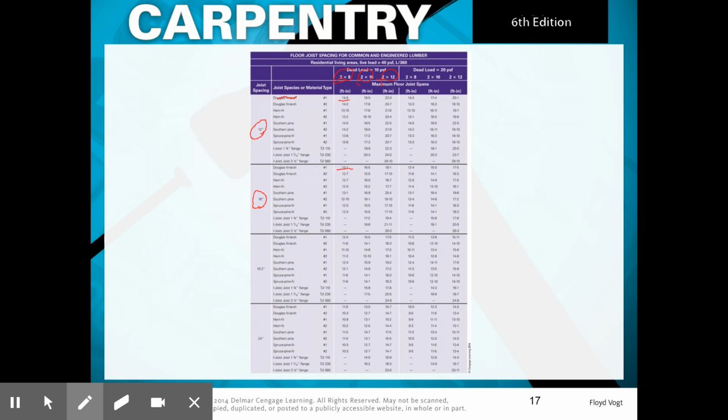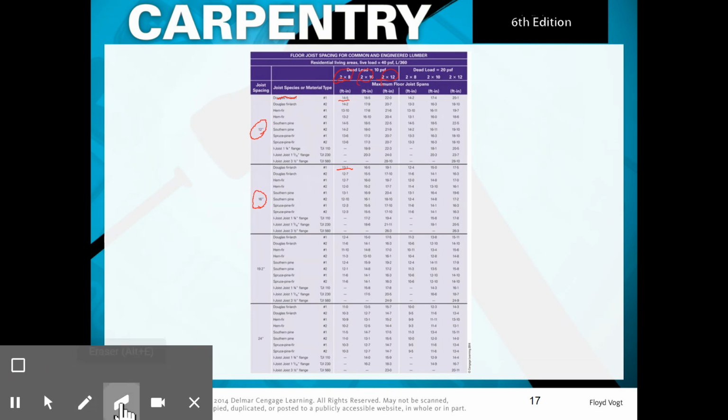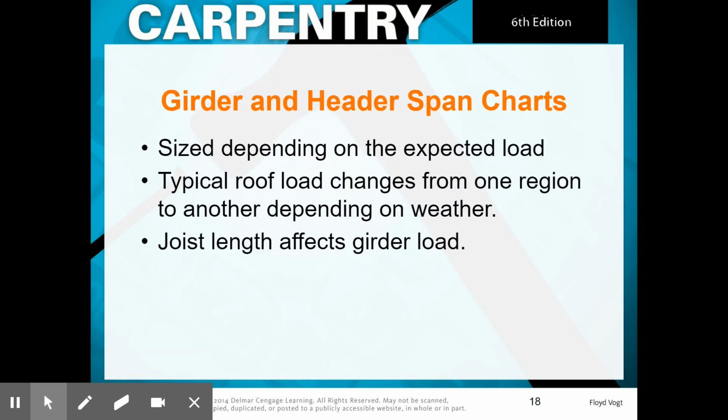So this chart, it's nice to know to be able to find the stuff, but most of that will be done for you by an architect or an engineer. So for girder and header span charts, again, they're depending on the expected load. Typical roof load changes from one region to another depending on water, and it also depends on the type of roof. So if you're going to have a lot of water, or if you're going to have a lot of snow, all those play in to the type of roof load that you would have.